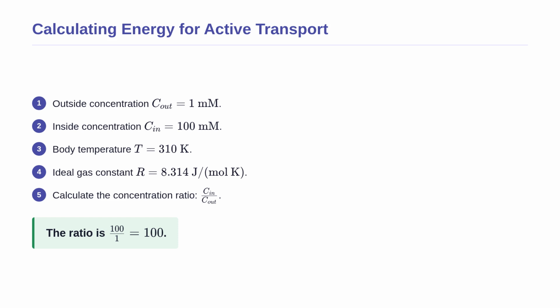Because the cell is moving the nutrient from a low concentration to a high concentration, we know this is an uphill battle. Our first step is to calculate the concentration ratio by dividing the inside concentration by the outside concentration. This gives us a ratio of 100.